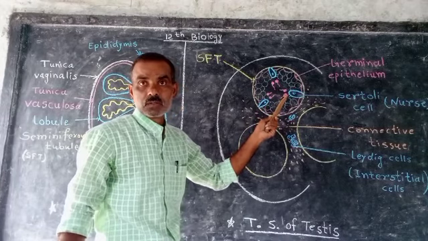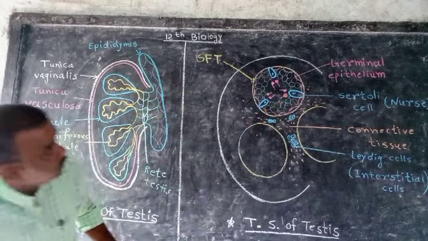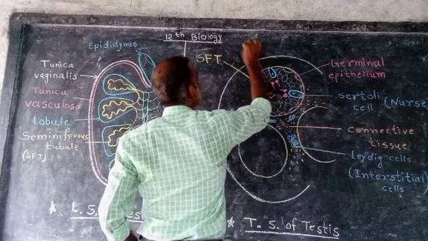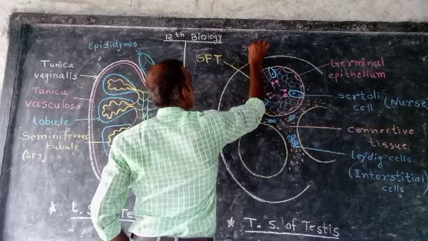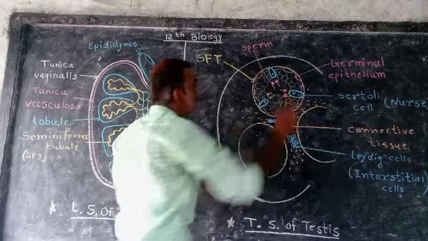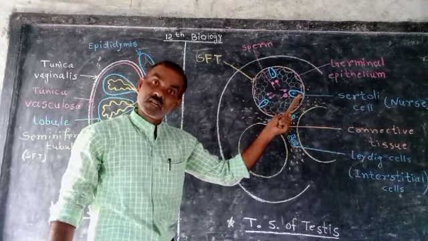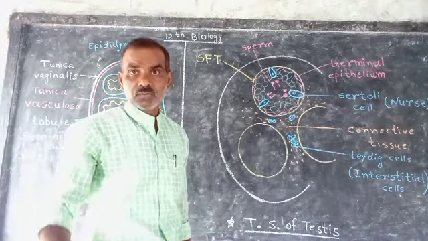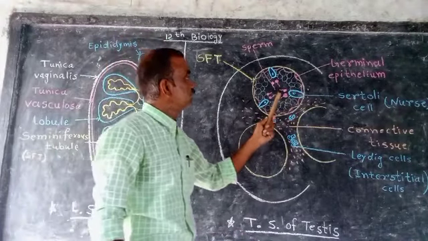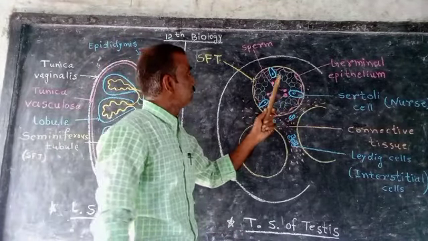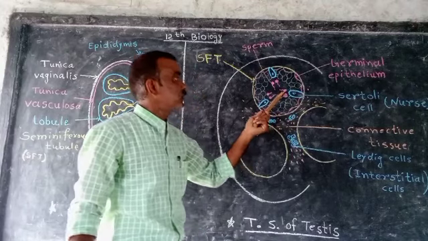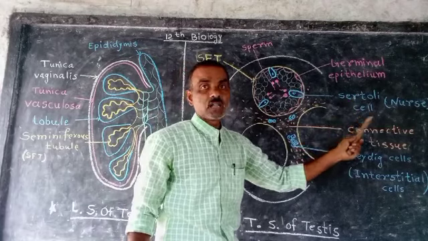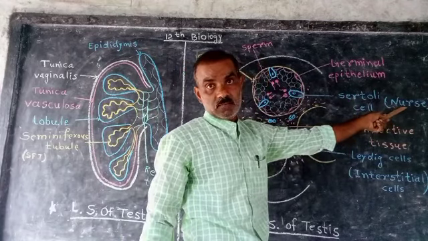The sperms take nourishment or nutrition from the Sertoli cell. Sperm requires nutrition for swimming. So the nutrition for development, the sperm takes from the Sertoli cell. So the Sertoli cell is also called a nurse cell.